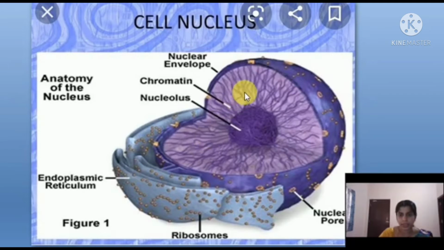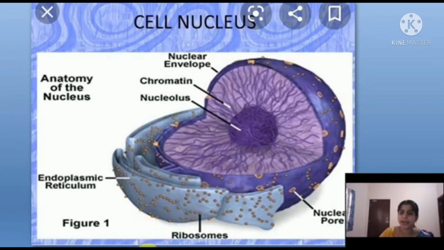Next are the chromatin materials. These are thread-like structures, a thread-like intertwined mass of chromosomes, composed of genetic substance: DNA, RNA and proteins. What is the full form of DNA? Deoxyribonucleic acid. RNA is ribonucleic acid.